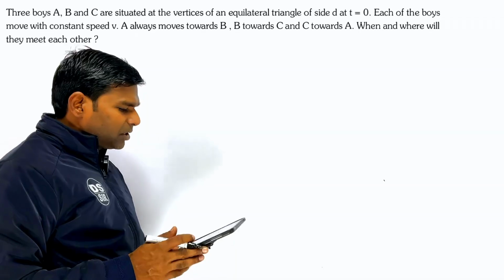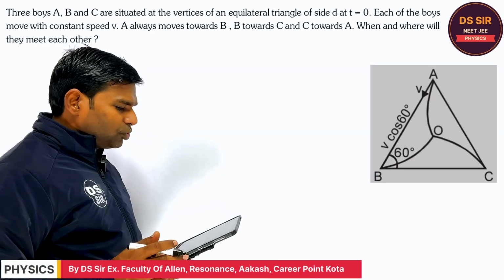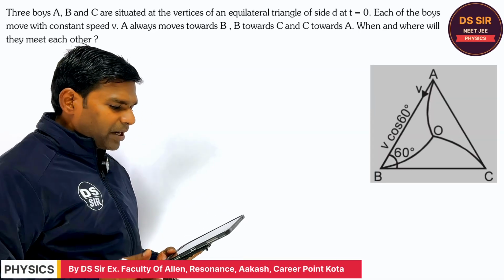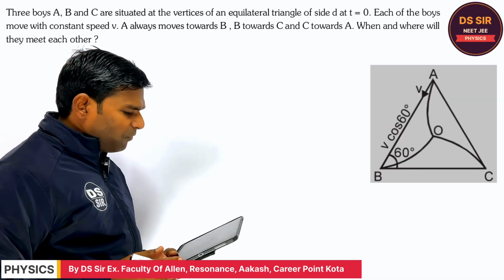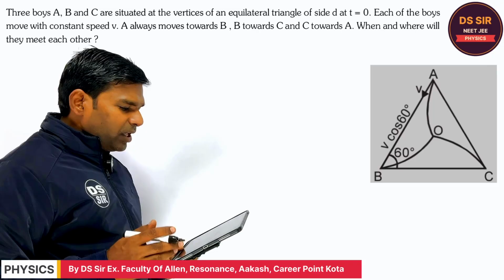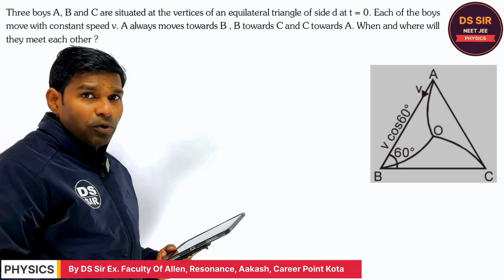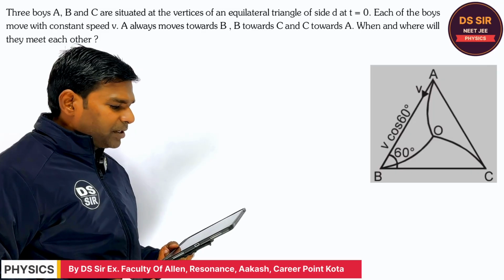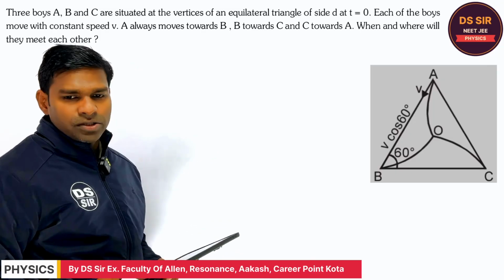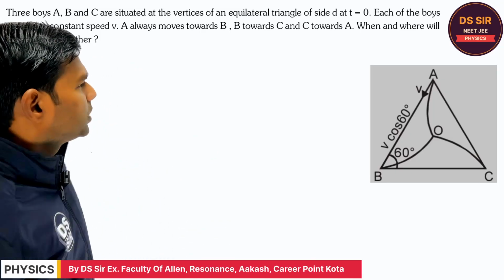So in this example, three boys A, B, C are situated at the vertices of an equilateral triangle of side D. At t equal to 0, each of the boys moves with constant speed v. A always moves towards B, B always moves towards C, and C towards A. When and where will they meet each other? This is a very common question.